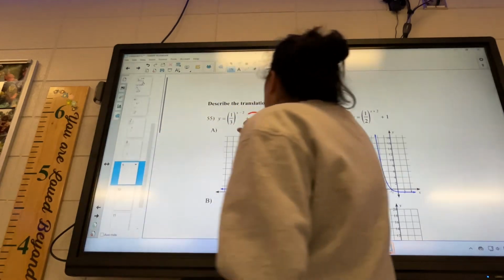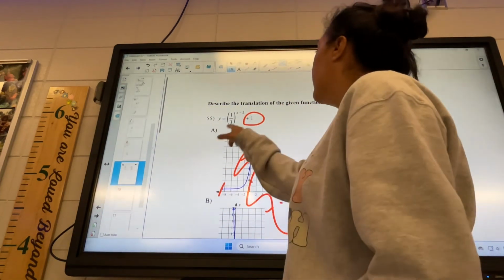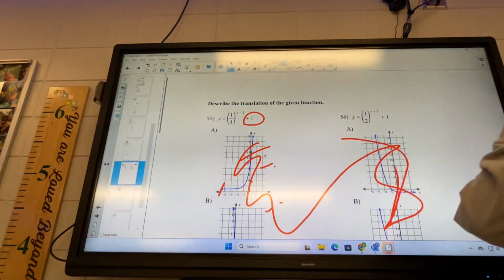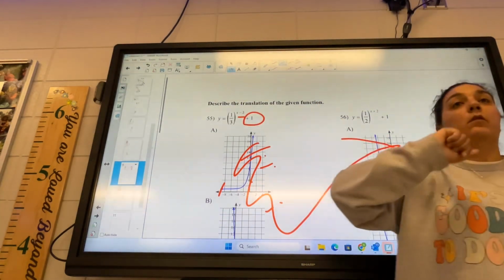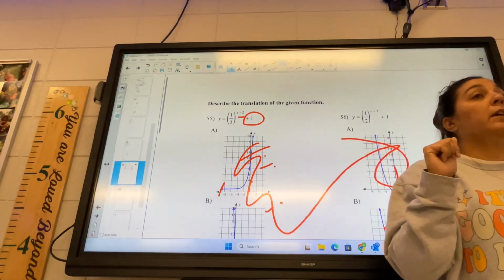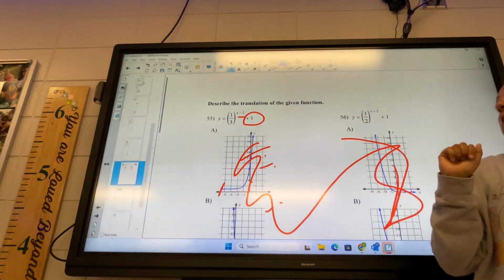What does this +1 do? Ignore the graphs because normally I don't even give you one. That means go up 1. Yeah, up. What does the -2 do? We go to the right 2, and then is this growth or decay? Decay. It's decay, okay?